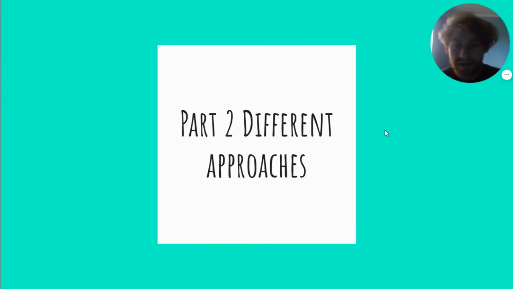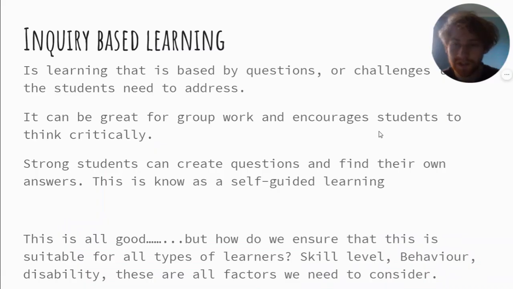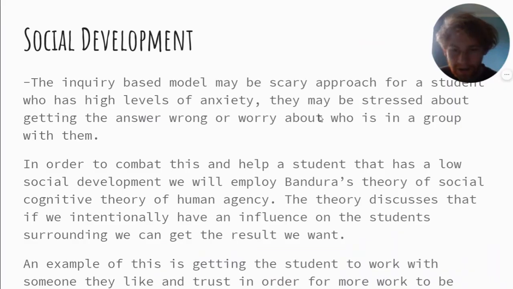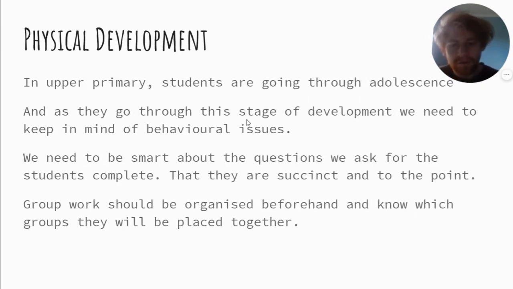Now I'd like to touch upon some approaches that I think are very effective when it comes to the English curriculum. Firstly, I want to discuss inquiry-based learning and how it is effective for all students involved. It gives students a chance to find their own learning and help guide those that are regarded as lower learners. In terms of development, it helps all students, especially those that are not socially developed, as you pair that student up with someone that they trust, hence my thought of Bandura's theory. The physical development is also touched upon, as we need to mind behavioural problems for those students that are up in higher primary.